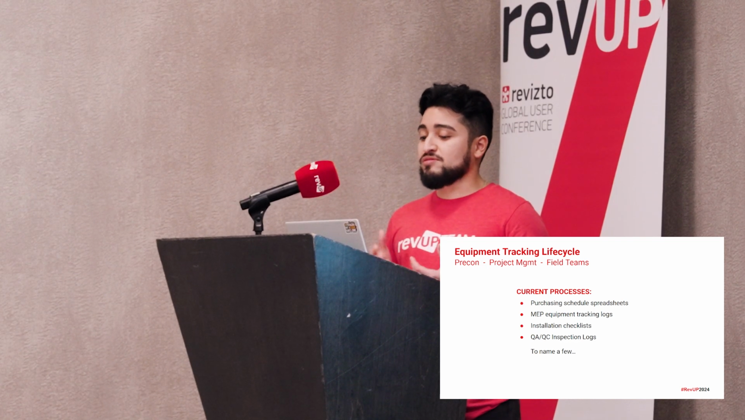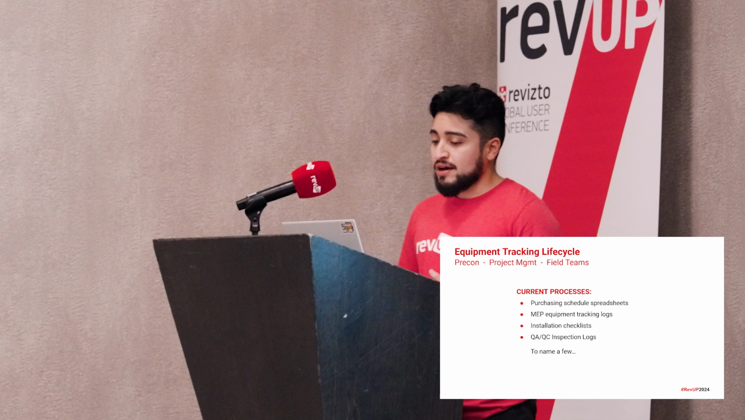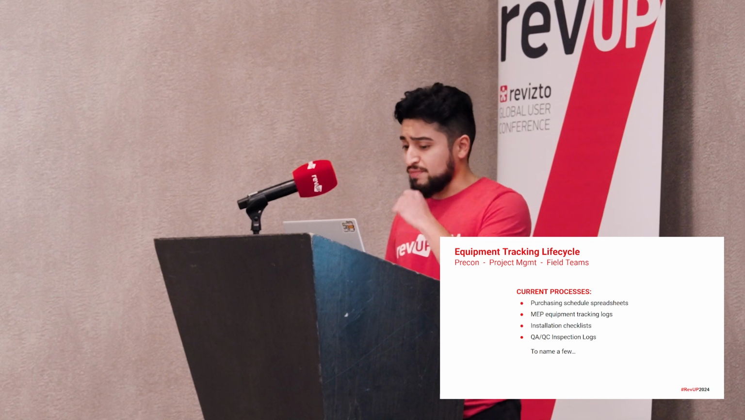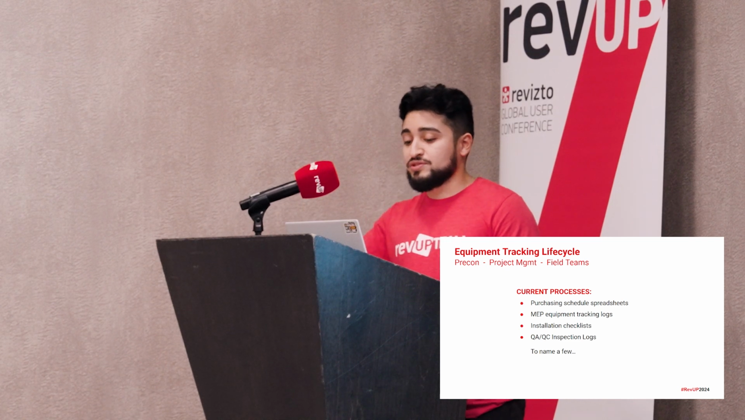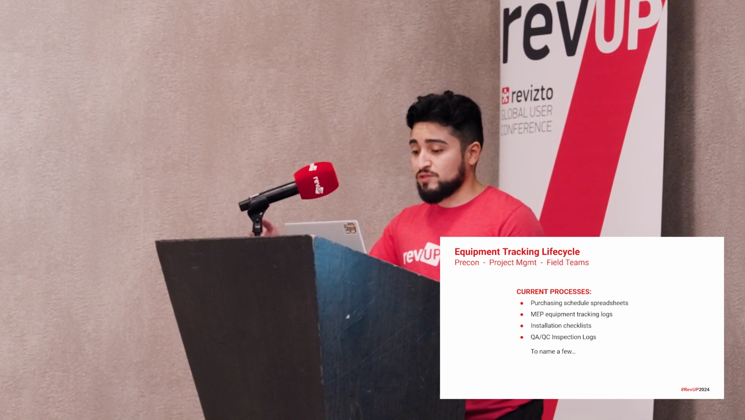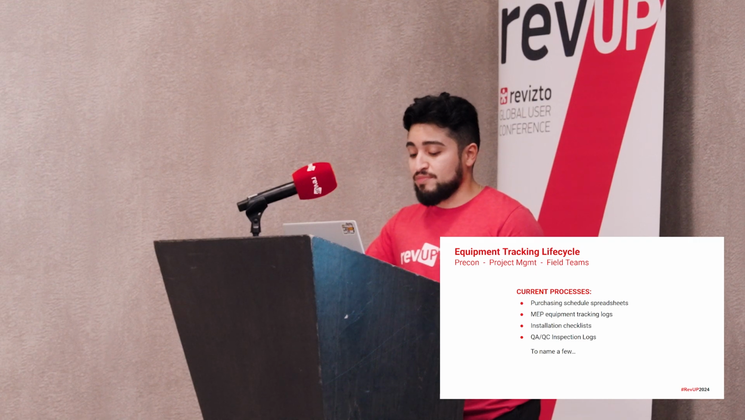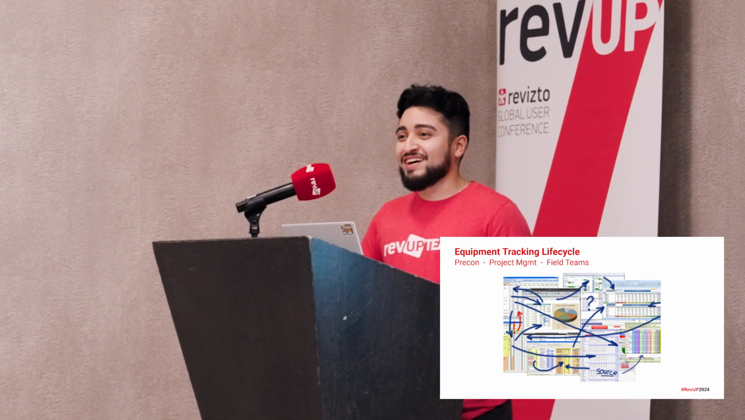So what do the current processes look like for even maintaining equipment tracking right now? Just to name a few, we've got our purchasing schedules, MEP equipment tracking logs when they hit the project management stage, and then getting into installation checklists, and then even into QA/QC inspection logs. So throughout this process, it's a lot of different spreadsheets, maybe some different applications, but from what you saw earlier, it can start looking quite disorganized pretty quickly. And if you're able to organize this type of data throughout multiple different types of spreadsheets, I commend you. You're a lot more organized than I.